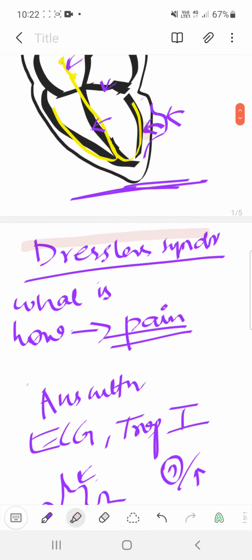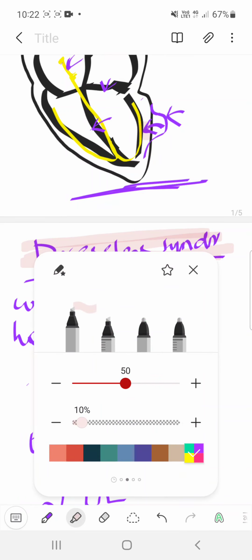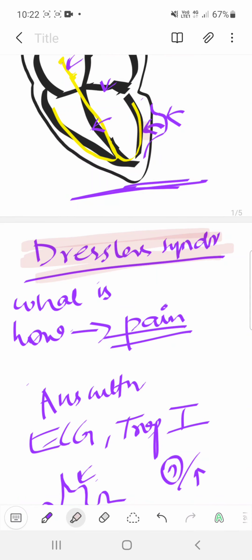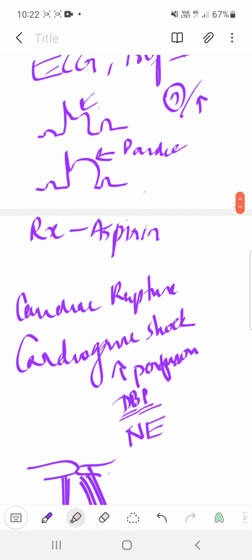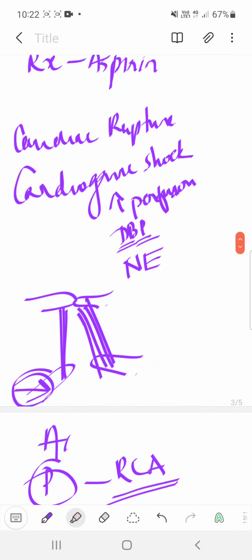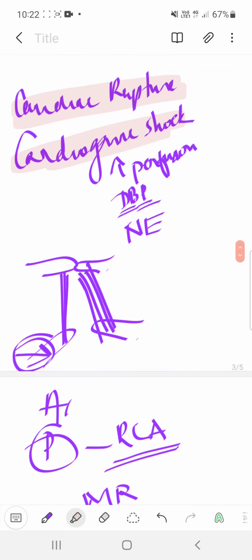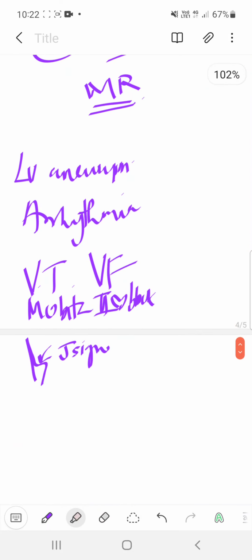Now you understand that the complications can be Dressler's syndrome, cardiac rupture, cardiogenic shock, valvular lesions like mitral regurgitation, LV aneurysm, and arrhythmia.